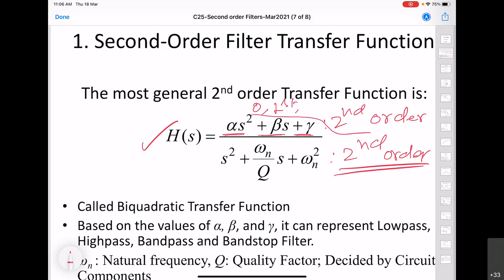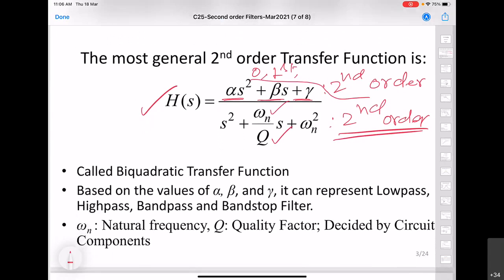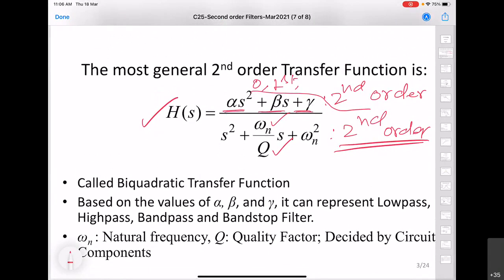And we have used different symbols for the coefficients of these two polynomials. In the denominator, we have used omega n and q. We will talk about them shortly. They have a strong physical significance related to the circuit components. So this most general transfer function is second order both for numerator and denominator. That is why this is called a bi-quadratic transfer function, like last class, where the transfer function was called bilinear.